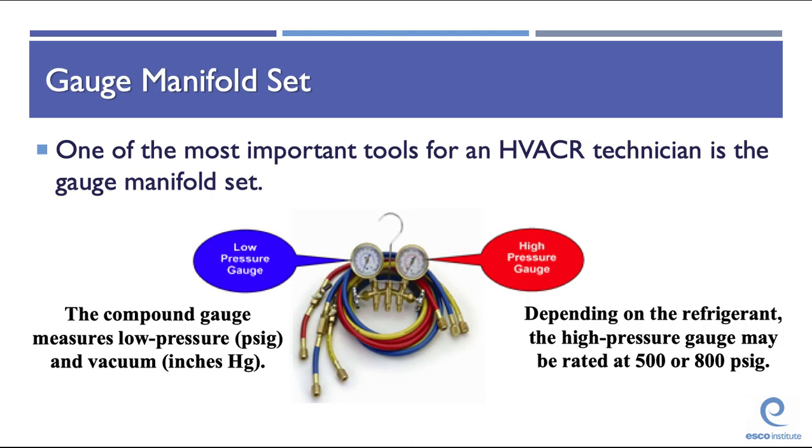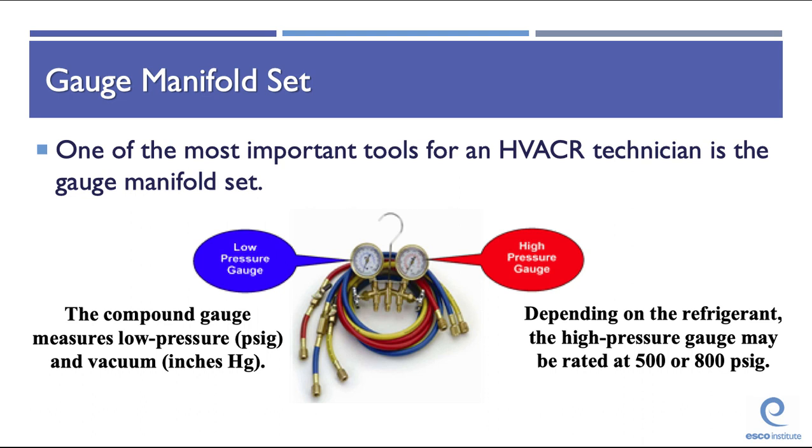One of the most important tools for an HVAC technician is the gauge manifold set. The left side, which is most often blue, is a compound gauge. The right side, which is most often red, is a high pressure gauge. They're attached to the manifold to measure system pressures. Hoses are used to connect the manifold to the refrigeration system access ports or service valves to gain access to these pressures.